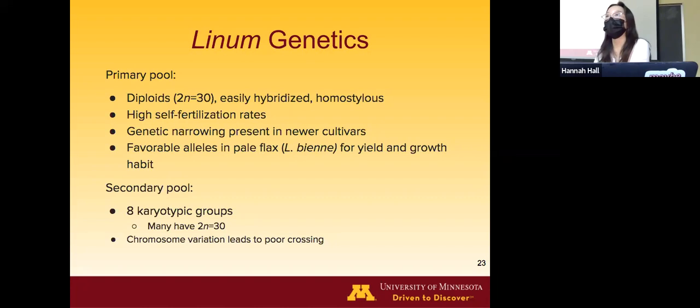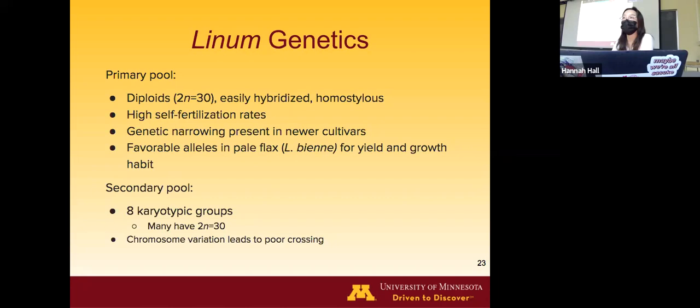into a line. The secondary pool contains about 8 karyotypic groups, many also having the same 30 chromosomes, but this variation in chromosome number often leads to poor crossing outcomes.